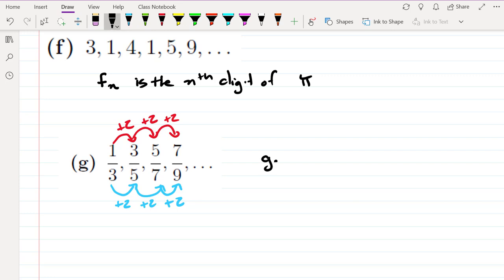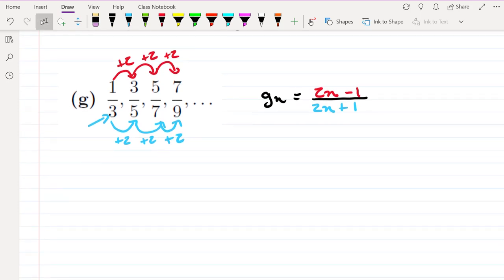So now if I want to write G sub n, I'm going to analyze each of these. Repeatedly adding 2 means we're going to have 2 times n, but then I want to start at 1. So to get to 1 from 2, I have to subtract 1. Similarly, in the denominator, I'm adding 2 every time, so I have 2 times n, but the first term in the denominator is 3. So I add 1 to 2 to get to 3, so that gives me 2n plus 1. So then the general term of this sequence is going to be (2n minus 1) over (2n plus 1).